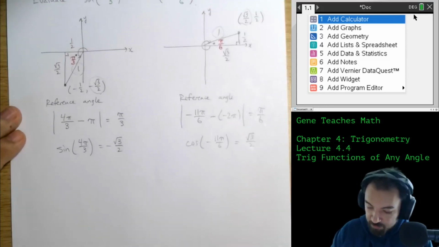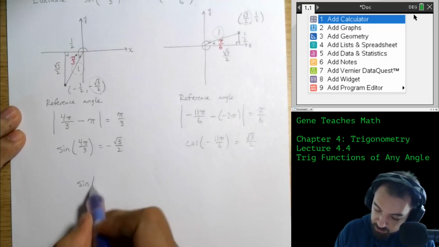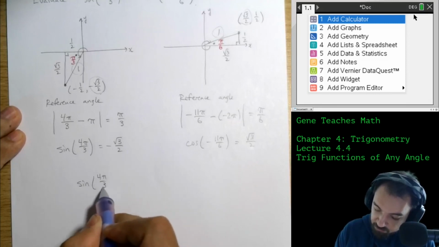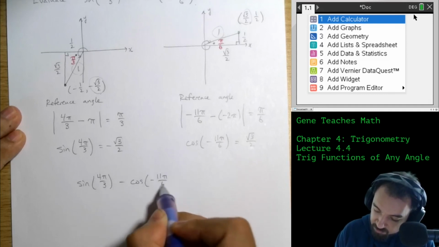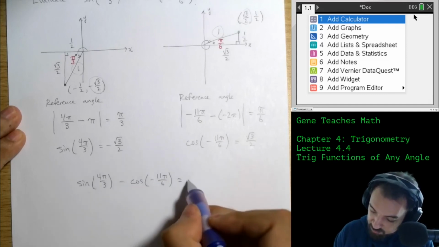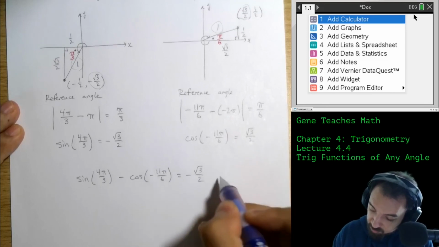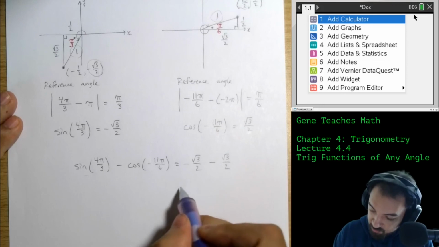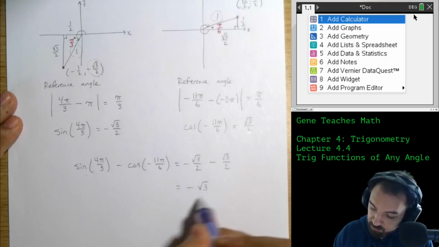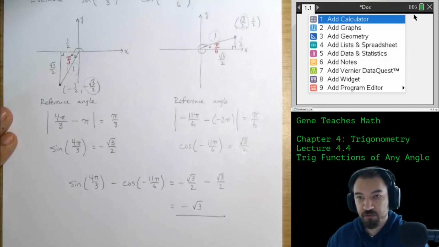Then the final step, to actually evaluate the expression we were given, sine of 4 pi over 3 minus cosine of negative 11 pi over 6, is, the first one is negative root 3 over 2, and we will subtract another root 3 over 2, which will get us negative root 3. And that is the value.